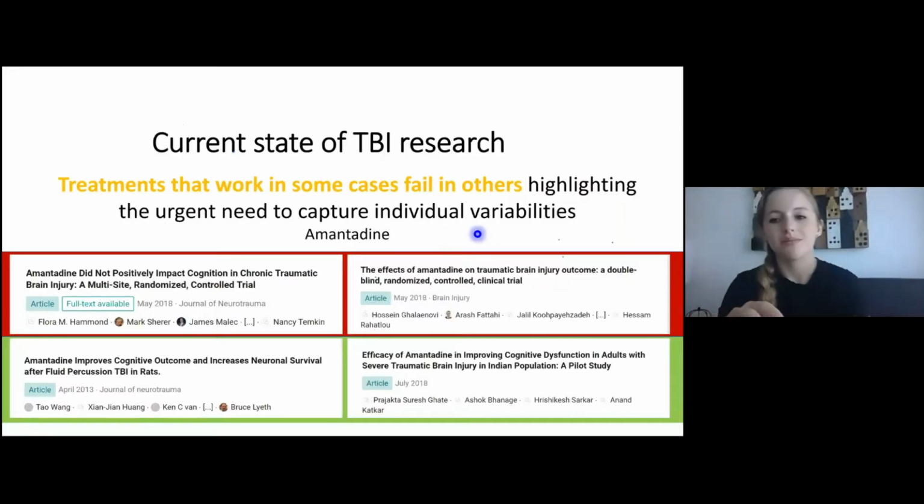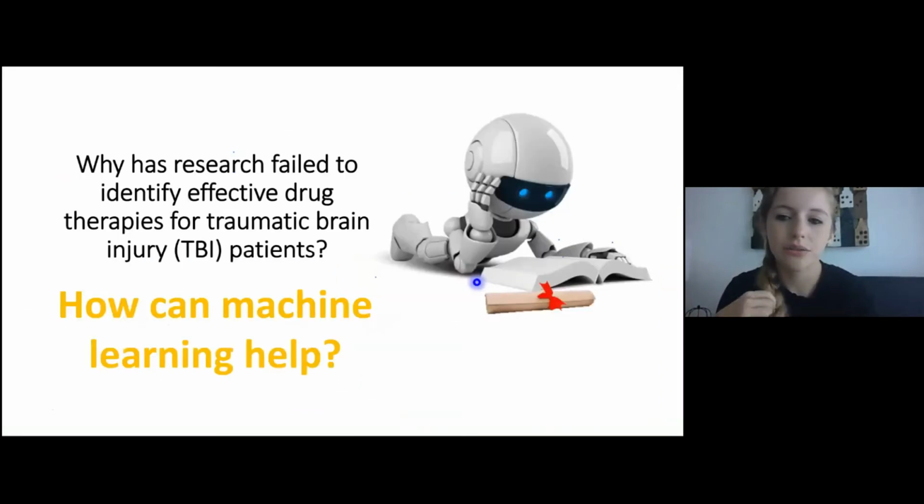And in fact, it is actually the case that therapies tested for their effectiveness following brain injury are failing or even deleterious in some cases, yet they're working for other patients. And this is true both in the laboratory setting and in the clinic, just further highlighting the need to capture some of the individual variabilities that exist in TBI data.